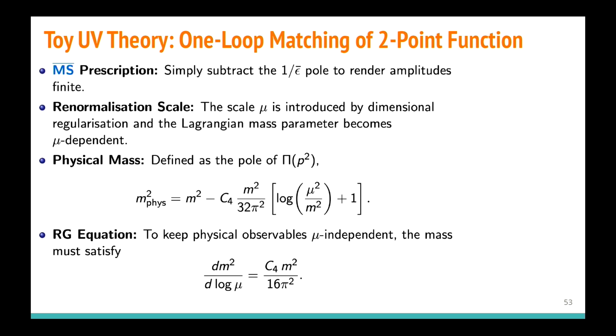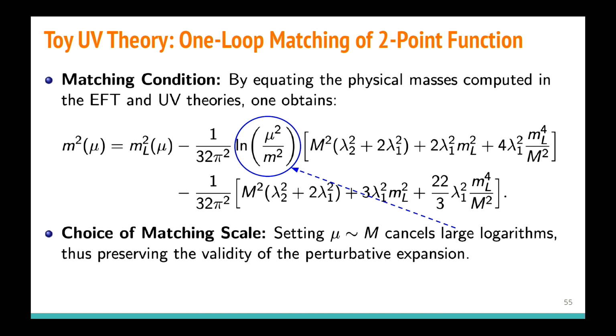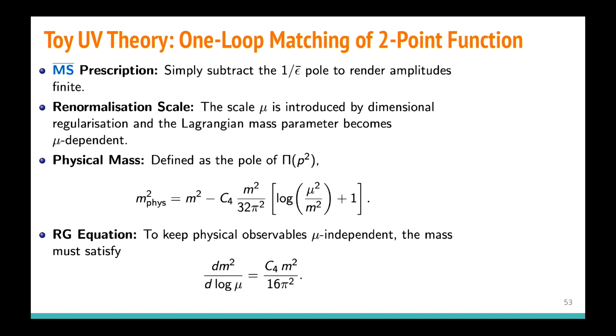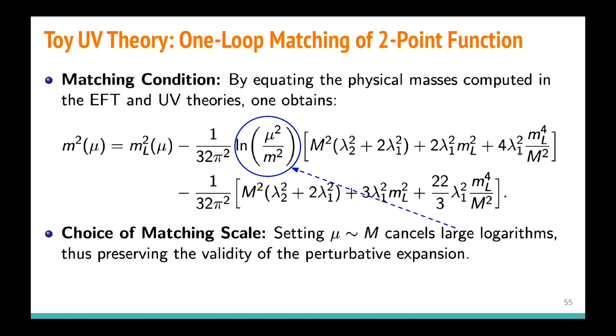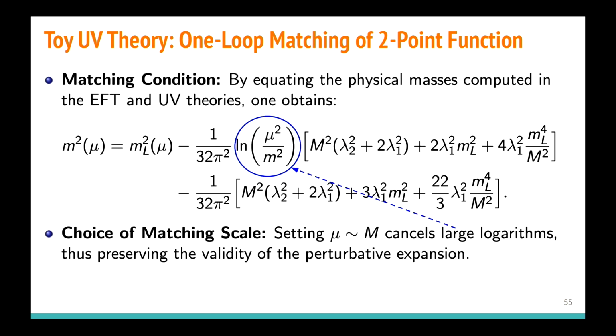We match this m phi squared from the EFT to the m phi squared from the UV, and what we see is that we have a cancellation of this term. So this term can be replaced by C4, and this and this term actually go away. So we are left with minus 1 over 32 log of mu squared by m squared times this, and we also have m squared lambda 2 squared plus and so on. This is the entire term.